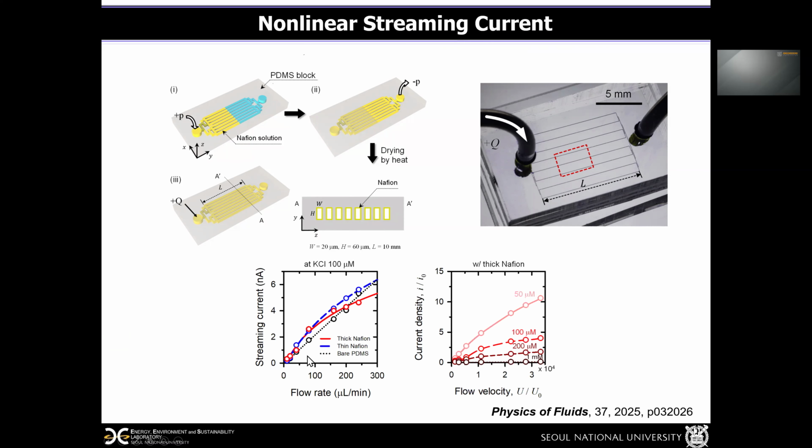As expected, for the bare PDMS, meaning without any porous medium, we can observe this linear behavior, like in this black dot. But once we have a Nafion coating inside the microchannel, this straight line becomes a curvy shape, like in this red and blue dot. And also the nonlinearity strongly depends on the electrolyte concentration itself in this graph.